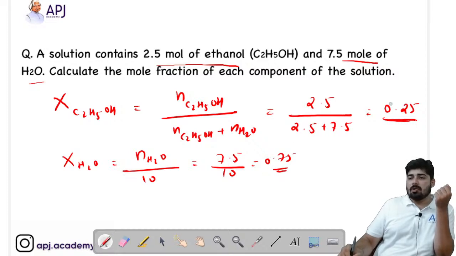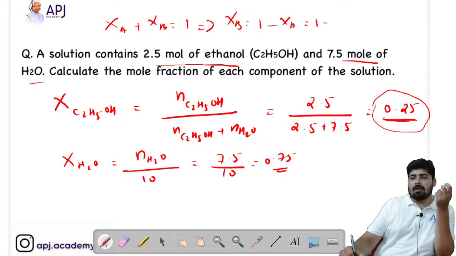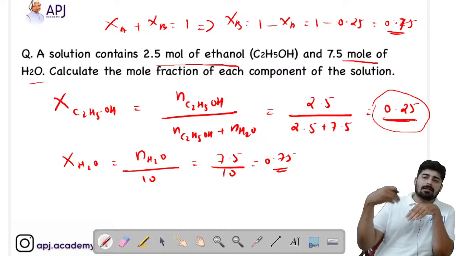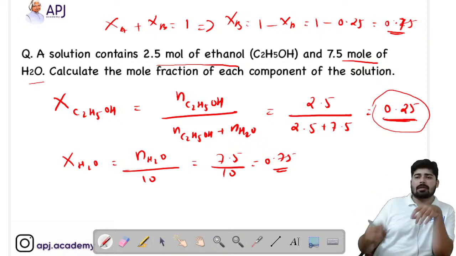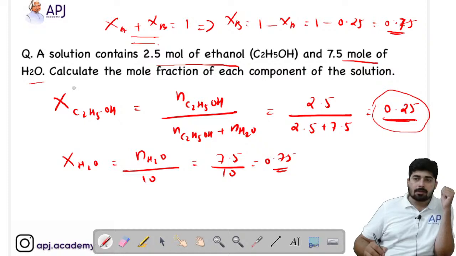Once you know the mole fraction of one component, then the second one you can find by this formula, that is XA plus XB equal to 1, right? So what will be XB? XB equal to 1 minus XA. That means 1 minus 0.25 equal to 0.75. So this one is the easiest one to do. Once you find the mole fraction of one component, the mole fraction of the second component can be found by using this formula, right? Hope this is clear, students.